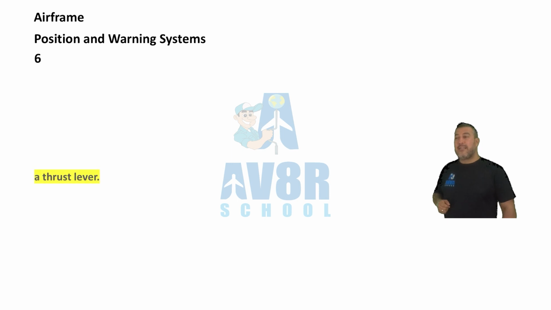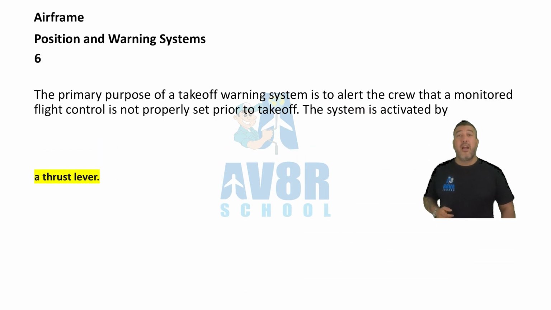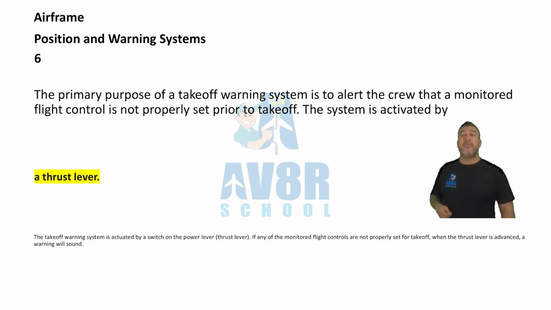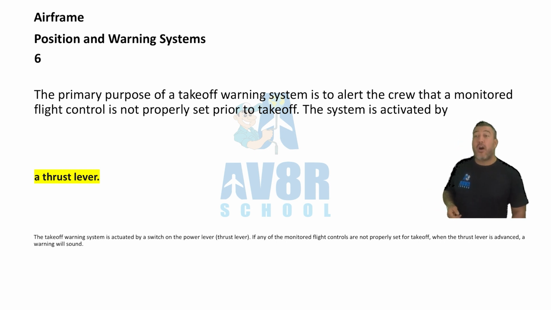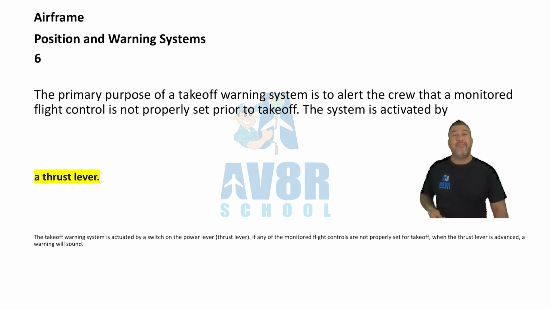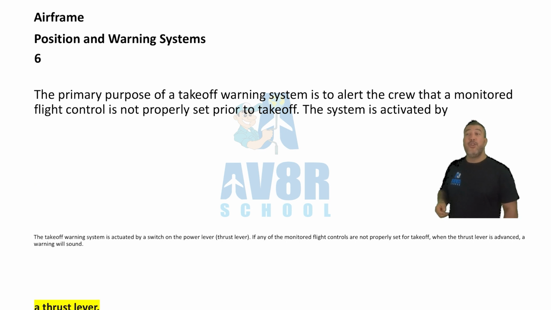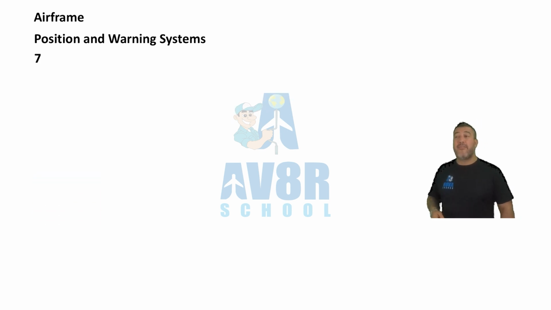Number 6, a thrust lever. So the primary purpose of a takeoff warning system is to alert the crew that a monitored flight control is not properly set prior to takeoff. The system is activated by the thrust lever. So when you're taking off and something doesn't add up right, it'll tell you no takeoff. So the thrust lever.